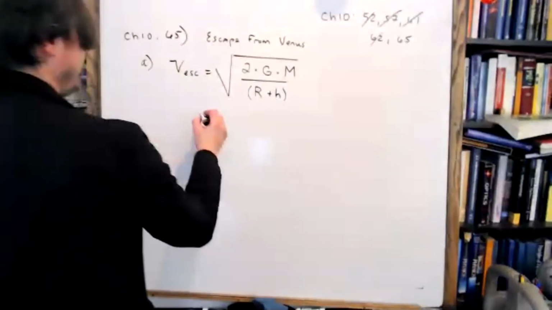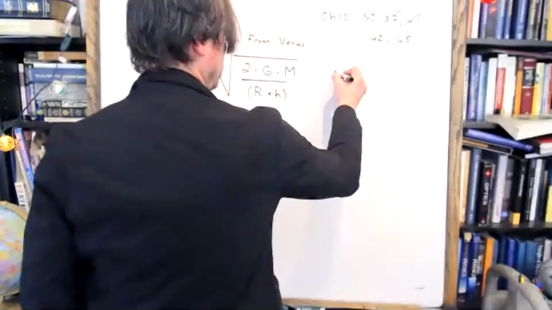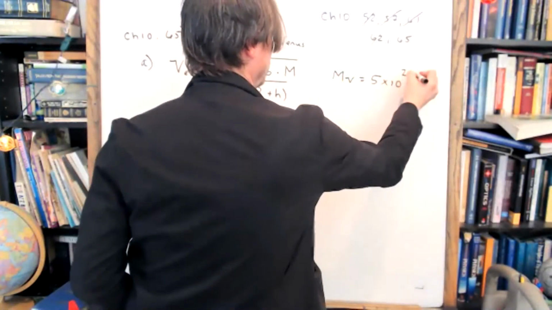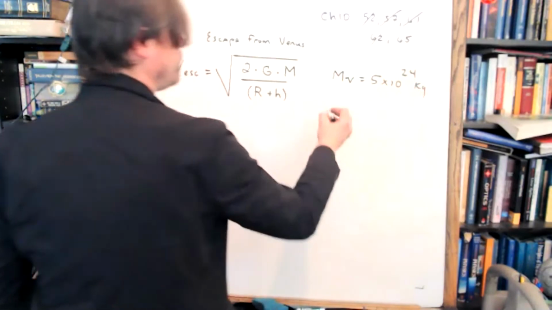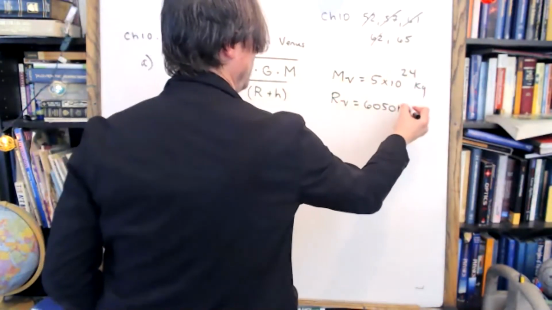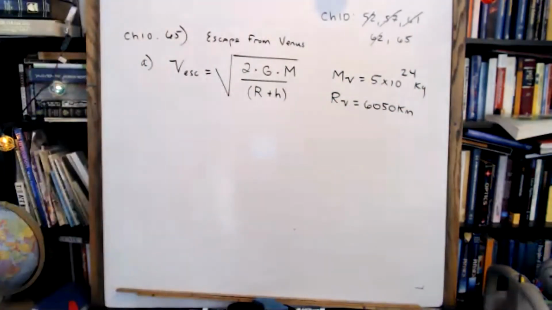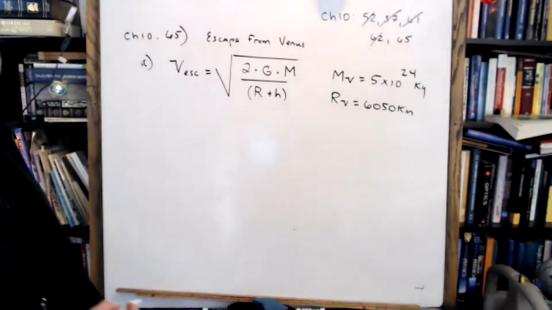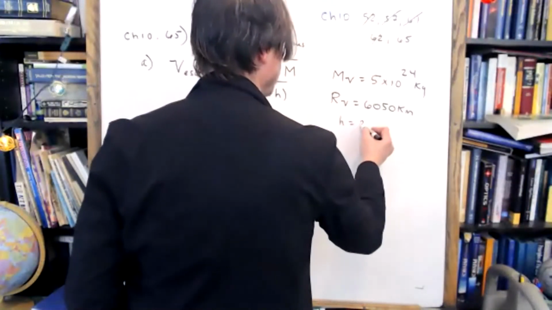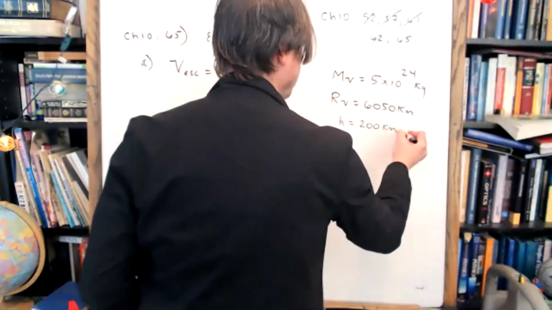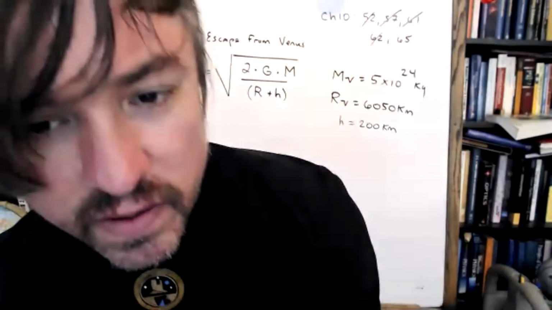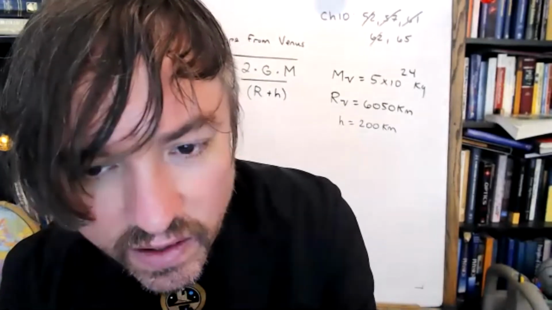The mass of Venus is, I think, 5 times 10 to the 24 kilograms. The radius of Venus is 6,050 kilometers. You gave us a height of, what's the height of the exosphere? I believe it said 200 kilometers. Yeah, it says that. Huh. I wonder if Earth's exosphere begins there as well.